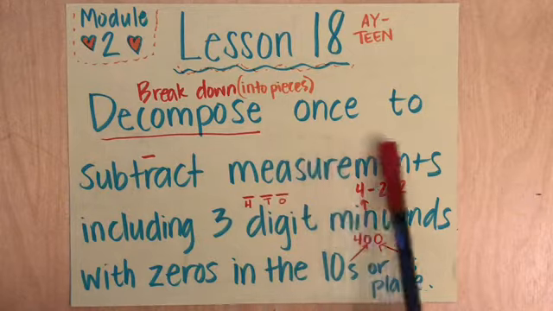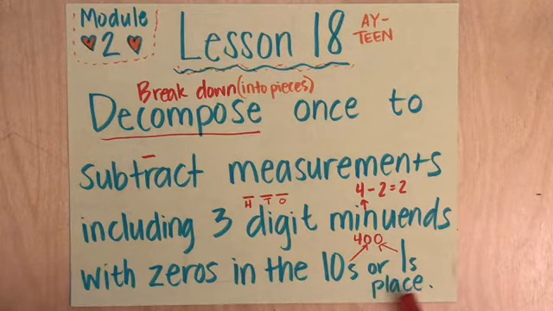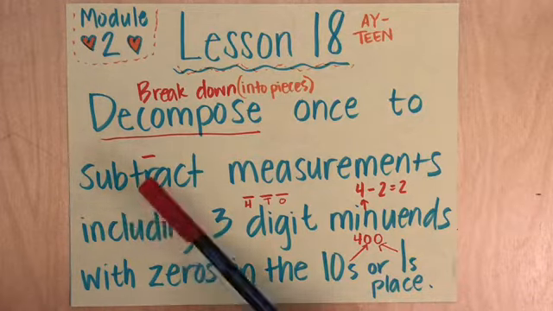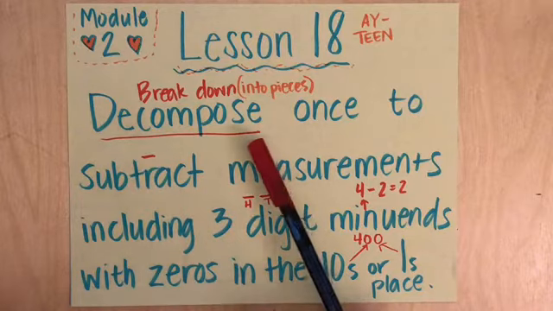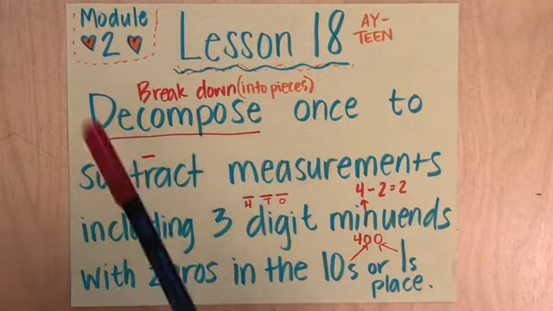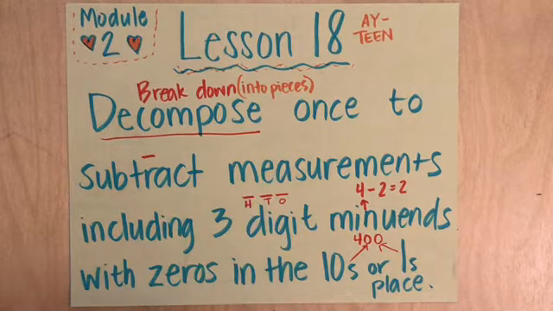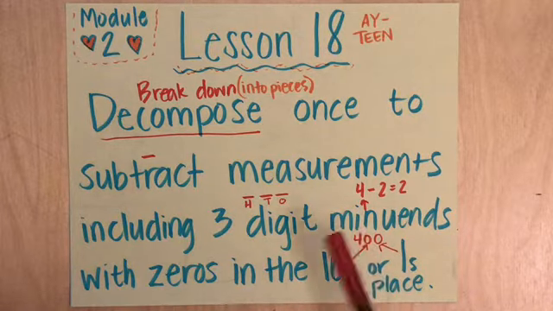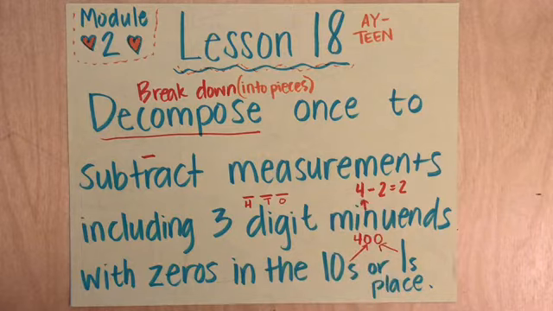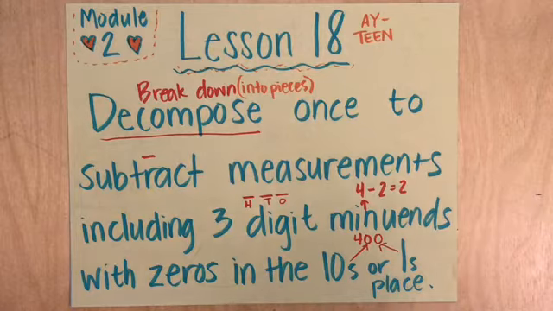Today we are going to decompose once to subtract measurements, including 3-digit minuends with zeros in the tens or ones place. Pretty much, we're going to be breaking down our tens and our hundreds when we're subtracting to help us with borrowing. We're going to be doing that with 3-digit numbers, so there are 3 digits in the numbers that we're subtracting. Minuend is the fancy word for the number that you start with when you subtract. And we're going to be subtracting with some zeros today, in the tens or the ones of the number that we start our subtraction with. All right, here we go.